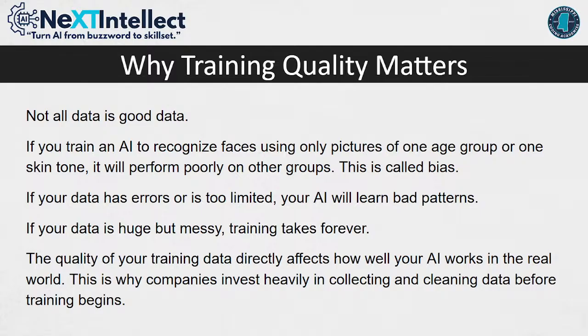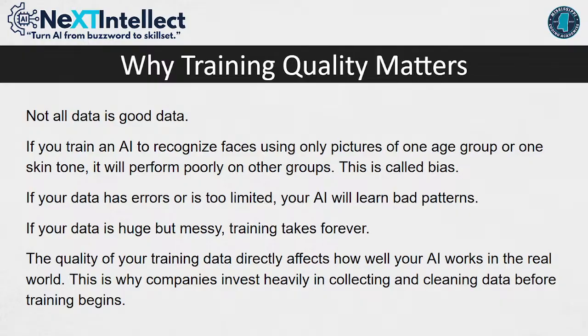Now, why training quality matters? Not all data is good data. We mentioned before garbage in, garbage out, or garbage data in, garbage data out. We had the image of the blurry car the AI might recognize as a trash receptacle. If you train an AI to recognize faces using only pictures of one group, such as one skin tone, it will perform poorly on other groups. This would be an example of bias.